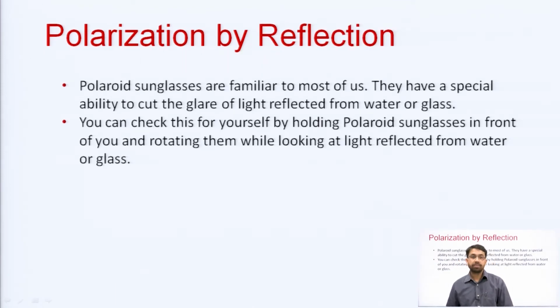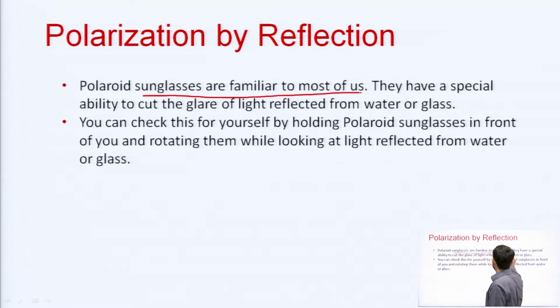Now, polarization by reflection. When unpolarized light is reflected, then we get polarized light, and we will see this in detail. Polaroid sunglasses are familiar to most of us. We all know what Polaroid sunglasses are. They are used to reduce the glare. They have a special ability to cut the glare of light.